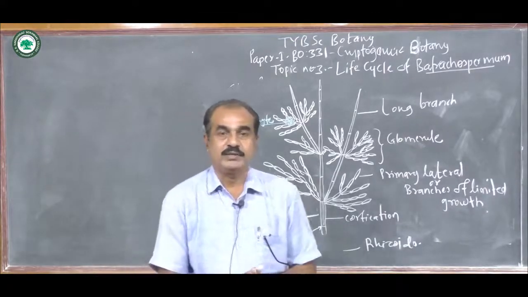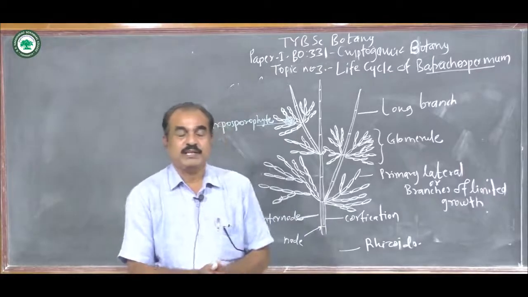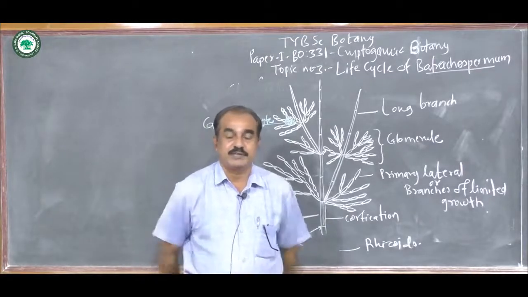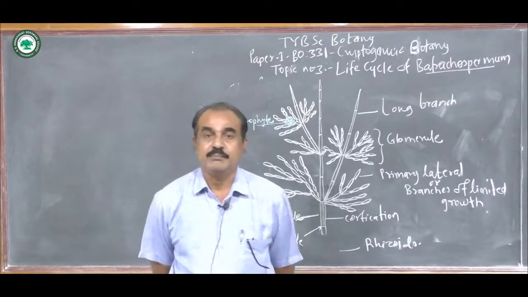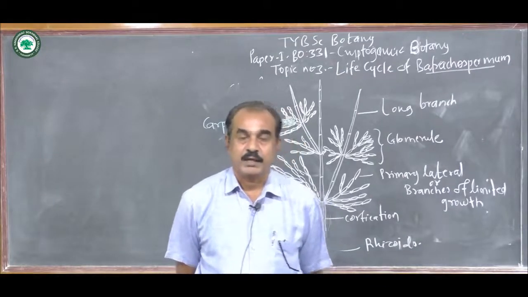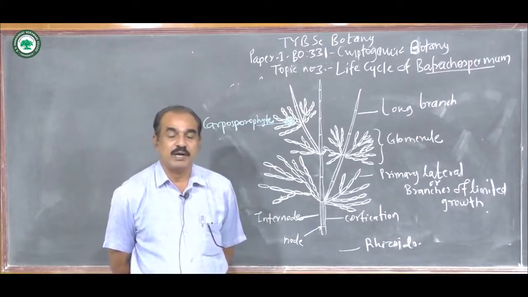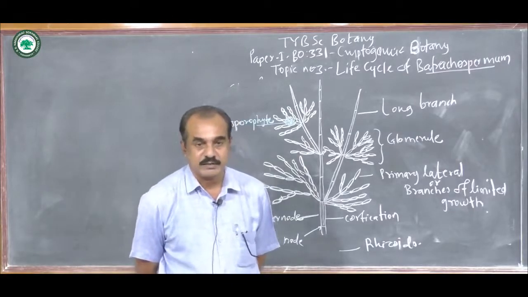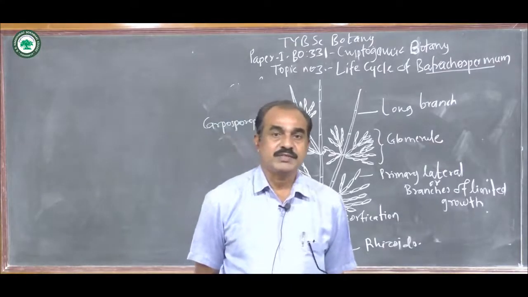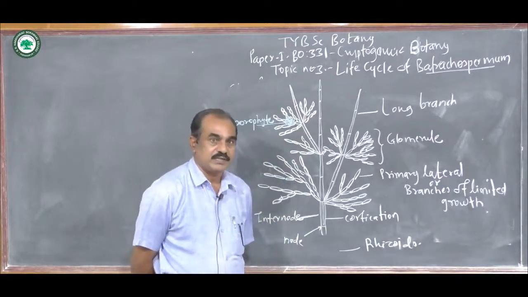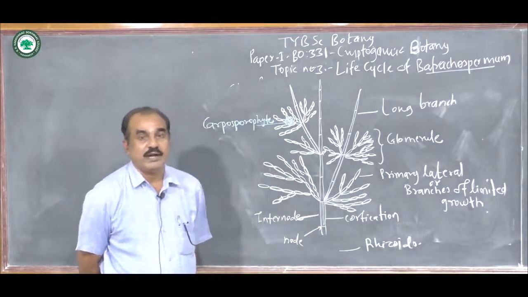From the lower nodal region, there develop the rhizoids. But in some species, the rhizoids are completely absent. Such a species freely floats in or on the water. But when rhizoids are present, then the Batrachospermum alga gets attached to the substratum. These rhizoids are branched in structure and they are important for anchorage.